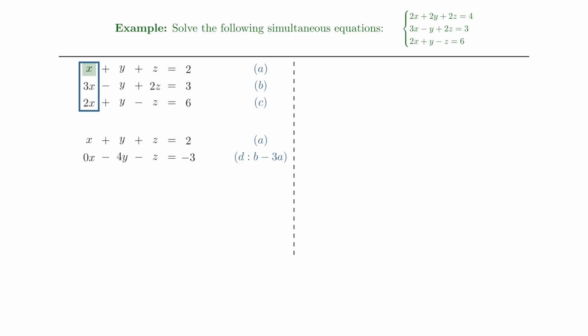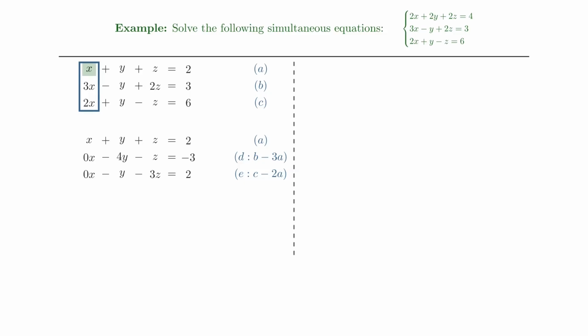And then for the last row, I'm doing equation C minus 2 lots of equation A. So this is 2x minus 2x is 0x. Then y minus 2y is minus y. Then minus z minus 2z is minus 3z. And this is equal to 6 minus 2 times 2, which is equal to 2. And I'm going to label this equation E.